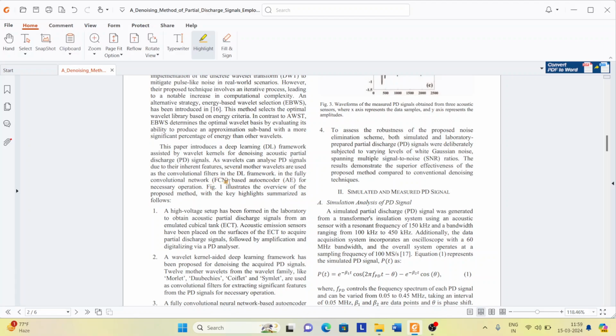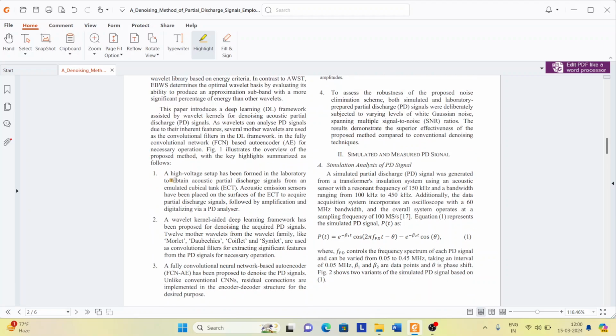So this is figure 1, which illustrates the overview of the proposed method with key highlights summarized as follows. First one, a setup was formed in the high voltage laboratory to obtain the acoustic partial discharge signals from an emulated cubical tank. Acoustic emission sensors have been placed on the surface of the ECT, which stands for emulated cubical tank, to acquire the partial discharge signals, followed by amplification and digitizing via the partial discharge analyzer.